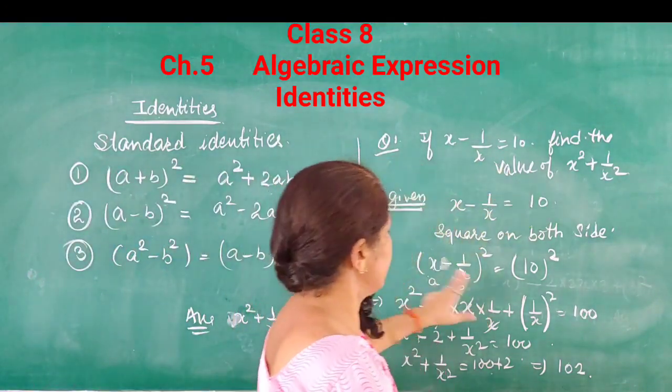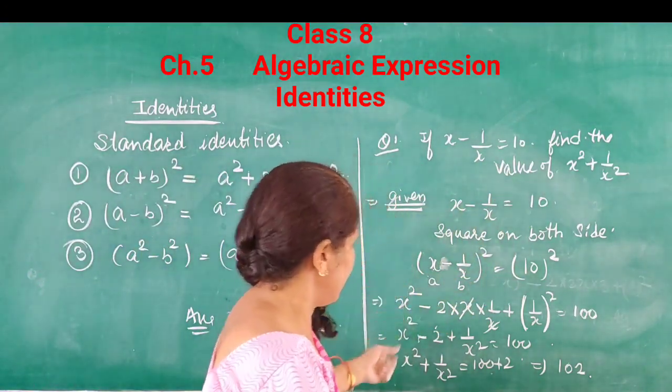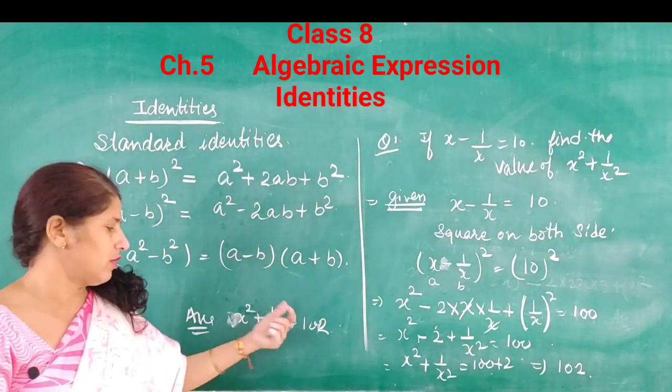While using the identity, we square both sides of the given part, and we get the result of x square plus 1 over x square.